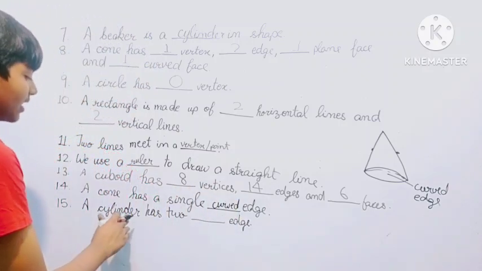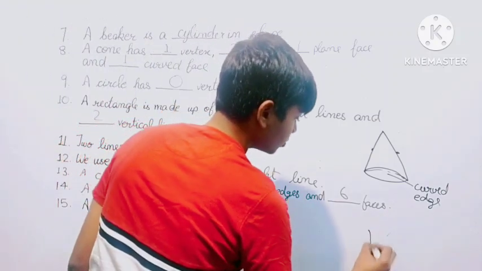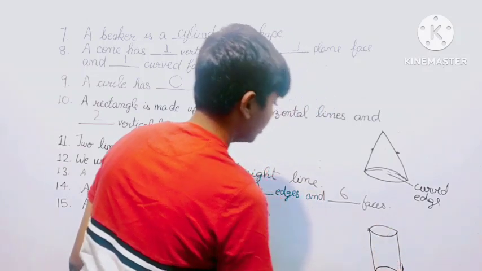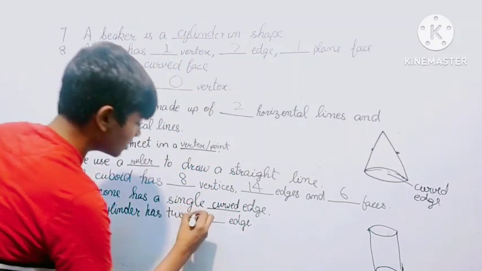And it is asking, a cylinder has 2 dash edges. So the answer would be the same in a cylinder as well. A cylinder also has 2 curved edges.